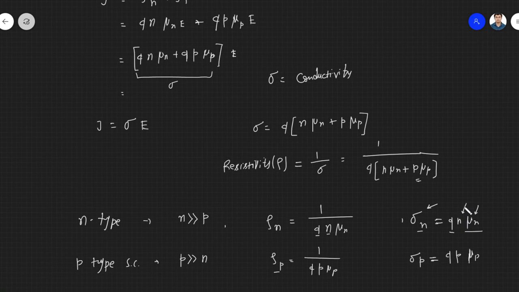So we need to see that. It depends on basically two parameters, right? Carrier concentration and mobility. And mobility, again, depends on electric field and temperature, right? So we now understood the drift phenomenon in semiconductor, right?